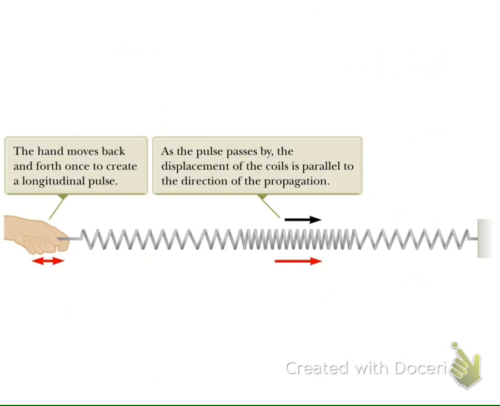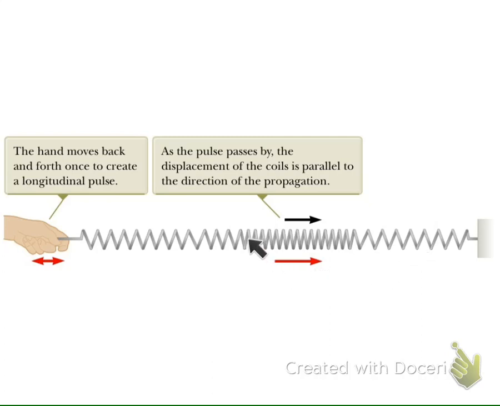We can also disturb the medium in a different way. In this figure, if you have a long spring like this, and now you disturb the medium, in this case the spring, by moving your hand back and forth in the parallel direction to the line of the spring. When you disturb the medium, the spring will change its configuration. The pulse that you create will move along the spring, making some part of the spring compressed like this, and this compression moves as a pulse along the spring.